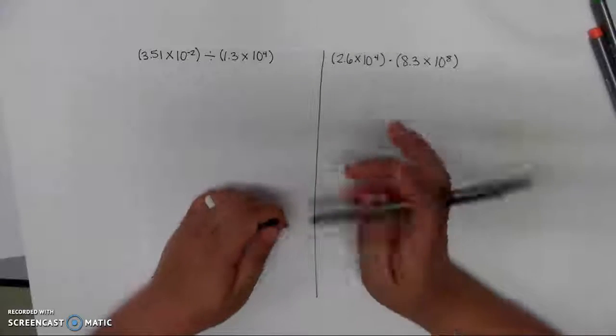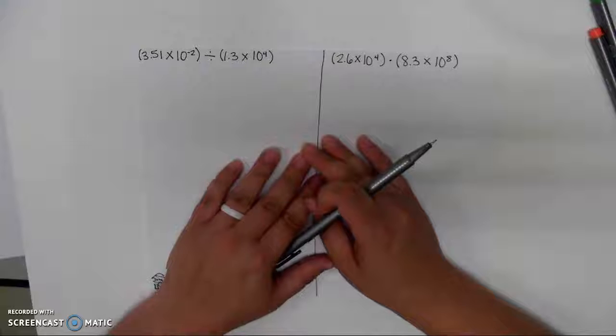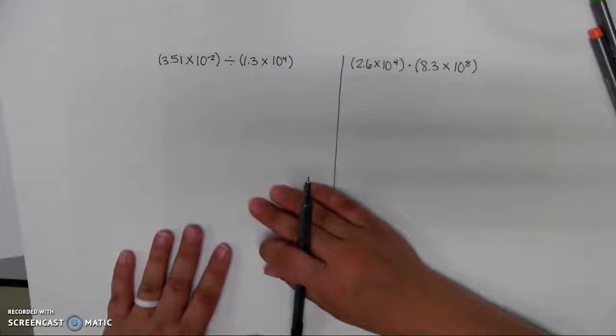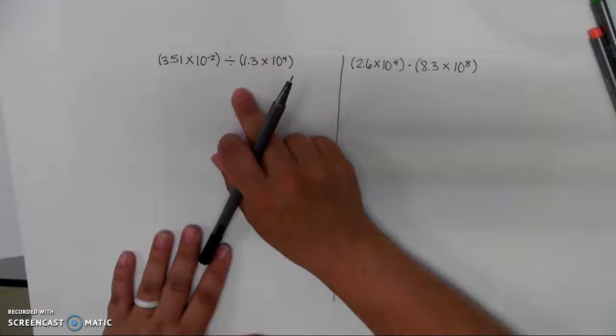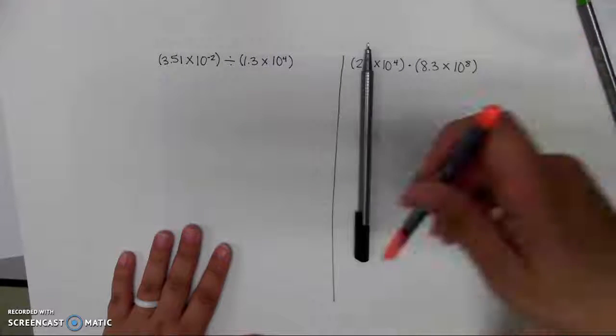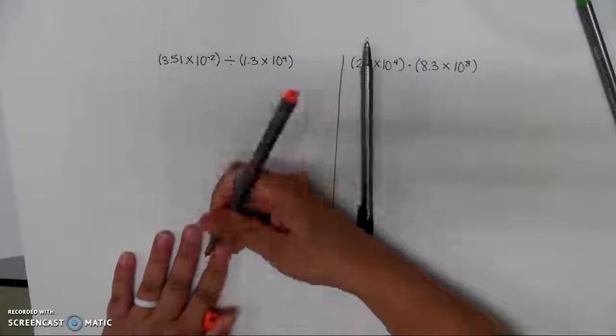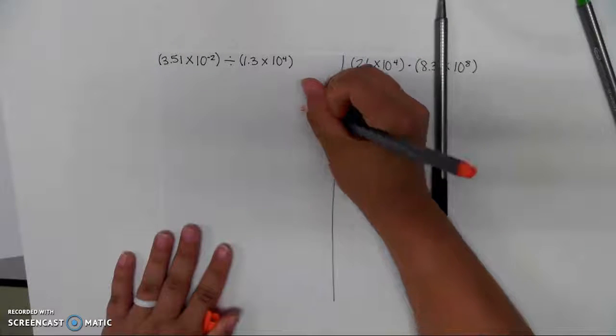So last video we talked about how to add or subtract numbers in scientific notation. This video we're going to talk about how to multiply and divide. I've started here with the dividing. So with dividing and with multiplying though, on either one, you're going to check your decimal first.